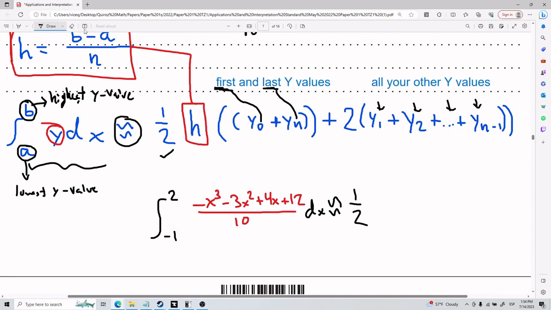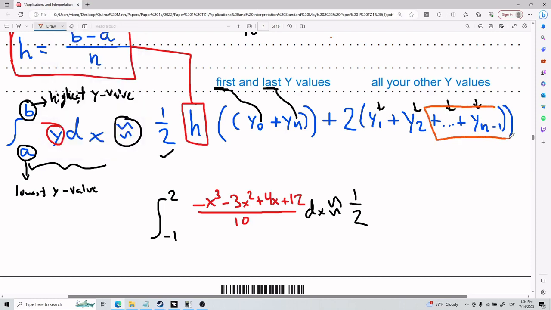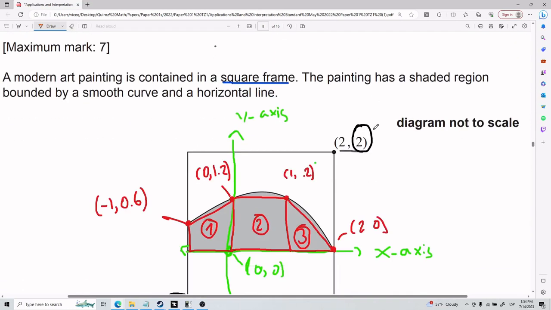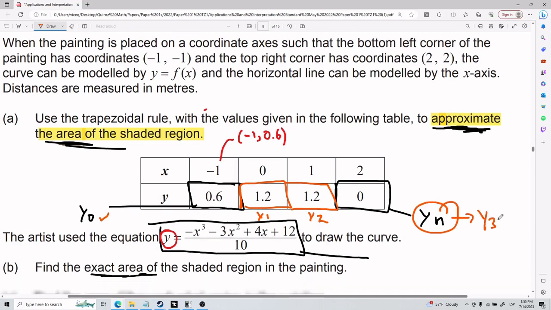Now this etc. that I just called is included only if you need to. So in this case, we actually only have y1 and y2. What do I mean by this? If this is y0, that means this is y1. That means this is y2. That also means, hint hint, that your yn is going to be y3.